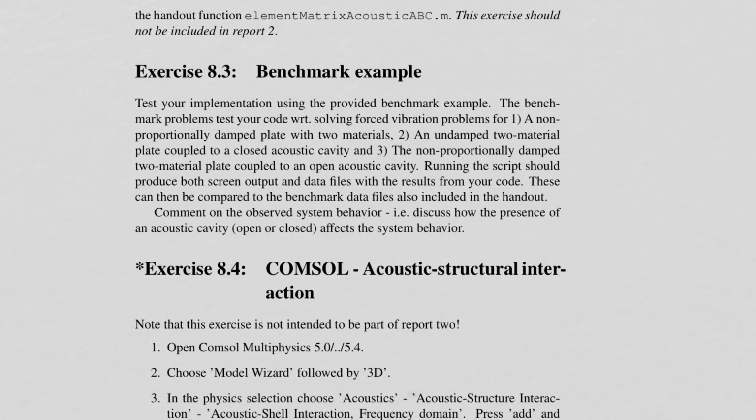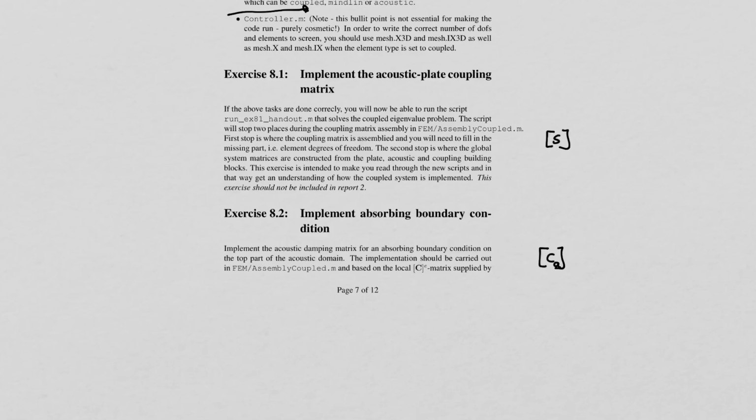You should also remember that you should still be able to have two materials. You should still be able to have damping, proportional damping, stuff like this in your code. So in order to make sure that everything is working, we have now provided a benchmark example. That is also in the uploaded files for today. So the idea is that you have this file, the run benchmark handout.